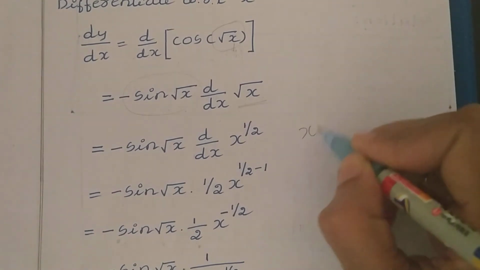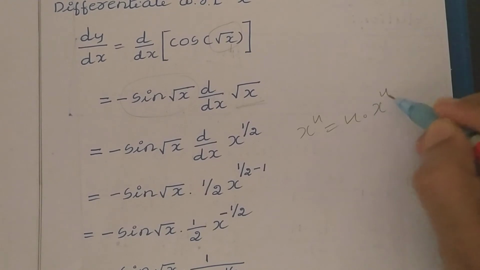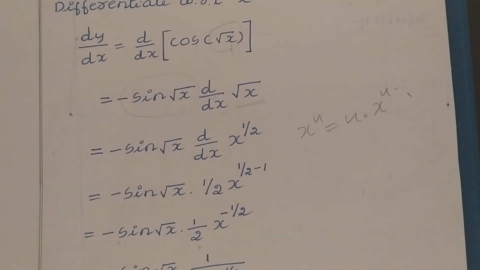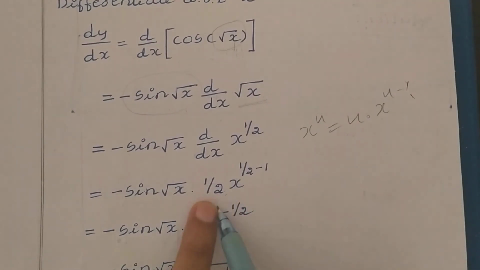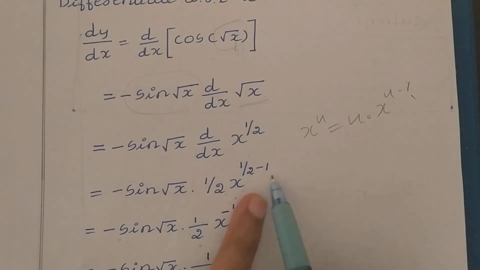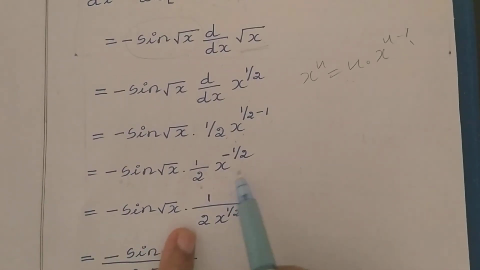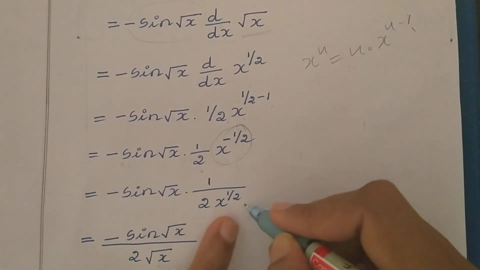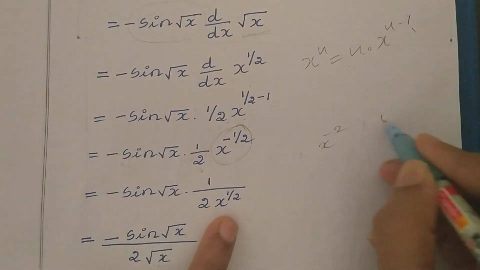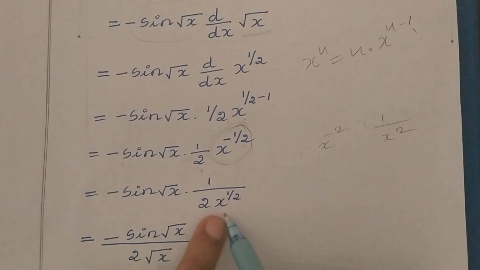Then again now for this you can apply the derivative formula. X to the power n is equal to n into x to the power n minus 1. Where here n is nothing but half. So we get here, if you apply this formula here, you get half into x to the power half minus 1. That is half into x to the power minus half. Then we can write this as 1 by x to the power half. Suppose if you have x to the power 2, we write that as 1 by x square. Same thing here. So I can write this as 1 by x to the power half.